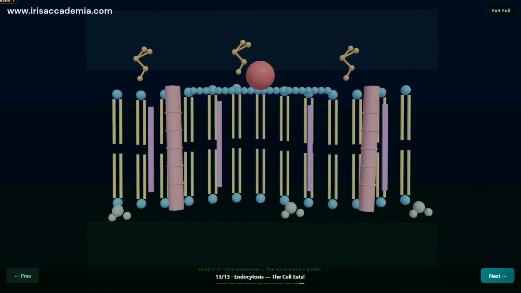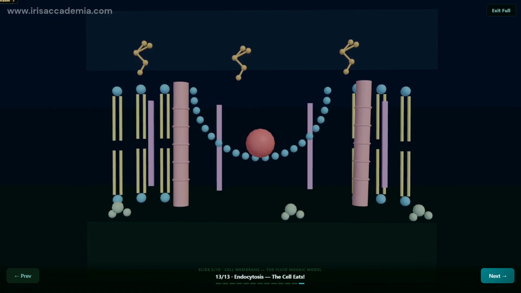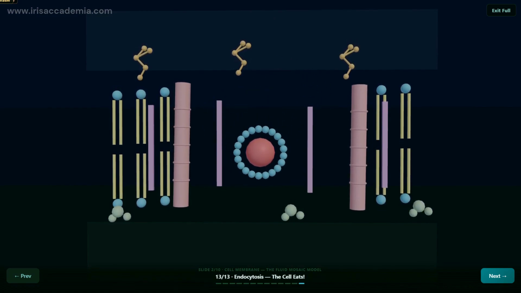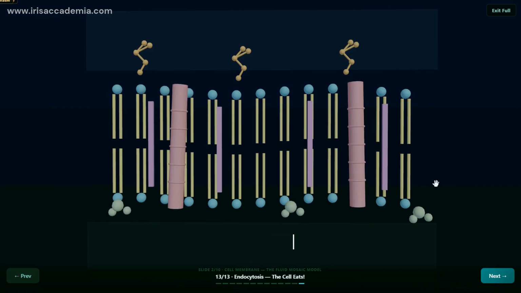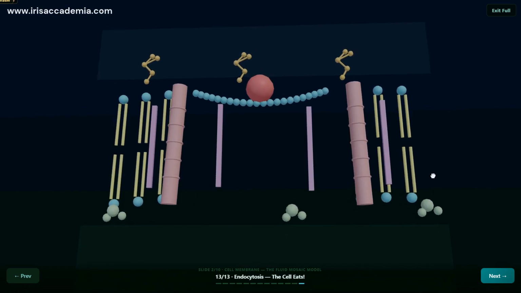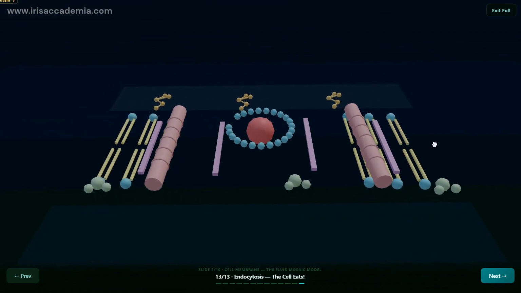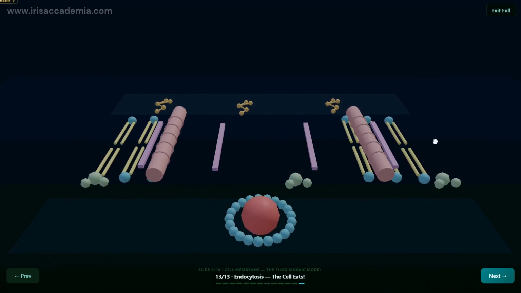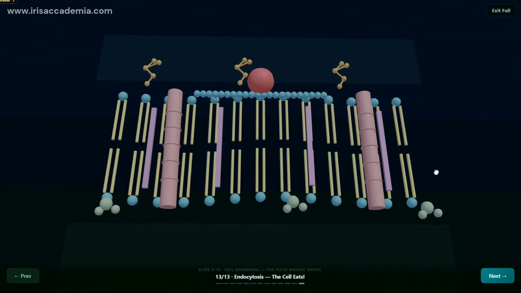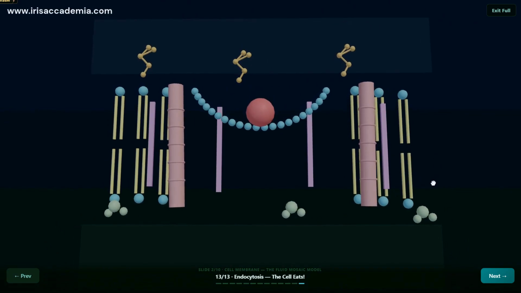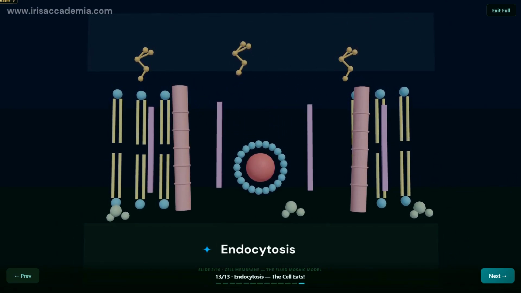A large food particle, shown in red, attaches to the outer surface of the membrane. The membrane begins to bend inward around it. This process is called invagination. The indentation deepens into a cup and the edges pinch together, trapping the particle inside a membrane-bound vesicle. The vesicle then detaches and moves into the cytoplasm. This is how large materials enter the cell, through a process requiring energy called endocytosis.